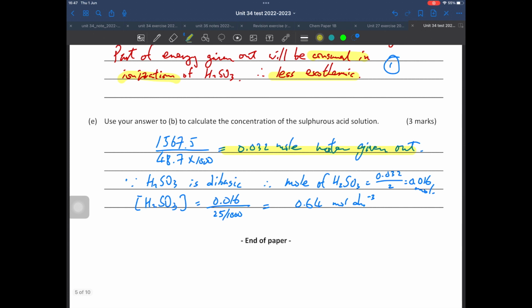That's it. Yeah, if you feel confused in calculating this kind of question, please refer to the definition. First of all, find out the amount of water formed or given out. Then use the traditional mole calculation for the acid. 1 dibasic acid will give you 2 moles of water, and you can find the number of moles of acid. Okay, so this is the end of this chapter test.